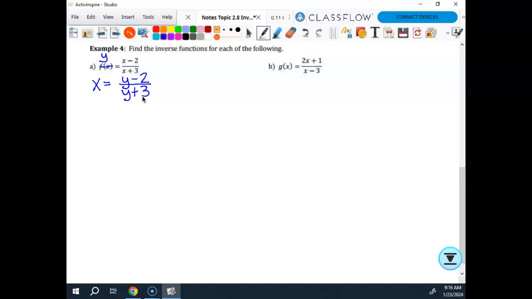So that's step one. We switch x and y, right? So now our goal is to solve for y. Well, most of the time when you've got a fraction, the first thing you want to do is get rid of the fraction. So I can get rid of the fraction by multiplying both sides by y plus 3.